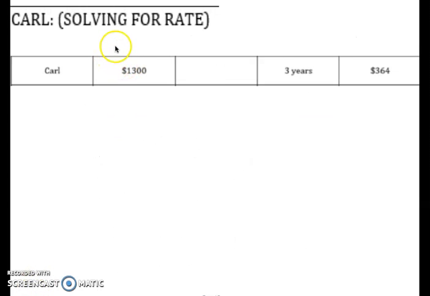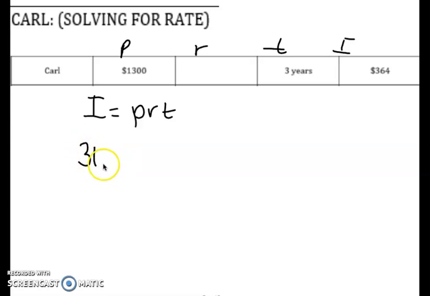So the next we're going to be solving for Carl, the rate. We know Carl's principal is $1,300. We don't know the rate. We know the time is 3 years, and we know the interest that he earned is $364. So we still use the formula I equals PRT, and we sub in what we know. We know the interest is $364. The principal is $1,300. The rate we don't know, so we let that be R, and the time is 3 years.